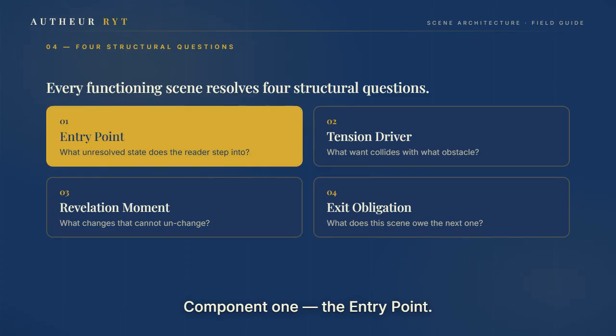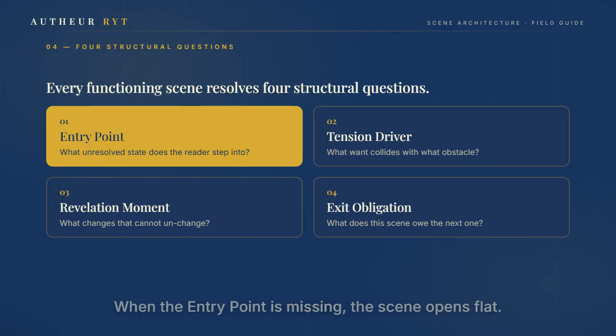Component 1, the entry point. The question it answers: what unresolved state does the reader step into? A scene should open on something already in motion, a tension already present, a question already live. When the entry point is missing, the scene opens flat. The reader has no reason to lean in because nothing is yet at stake.